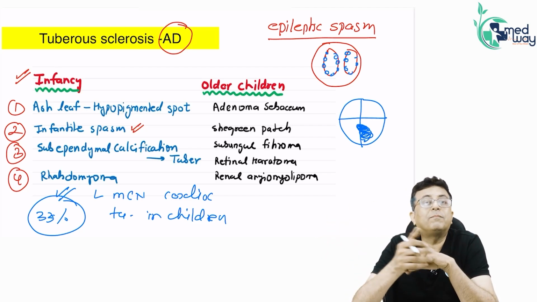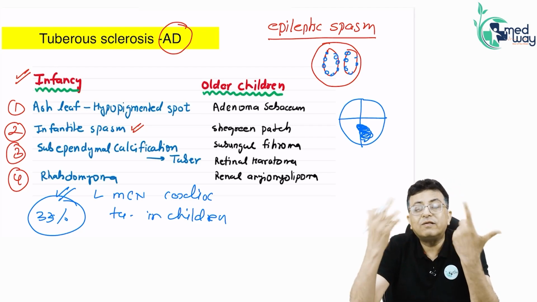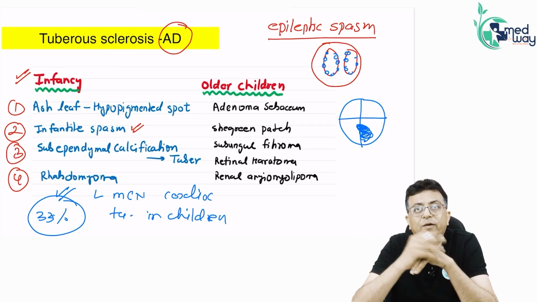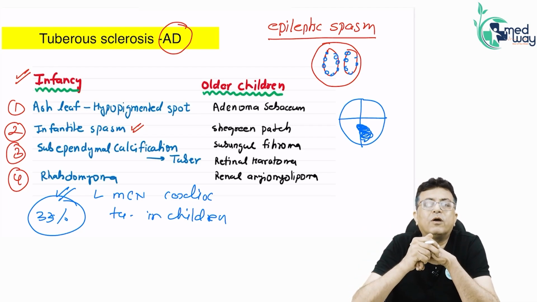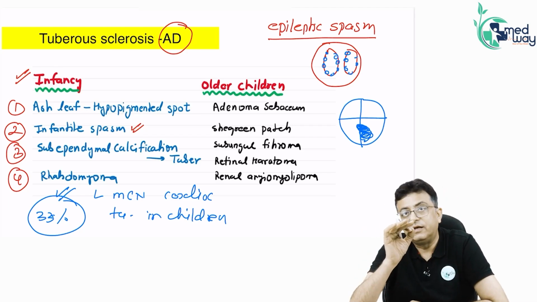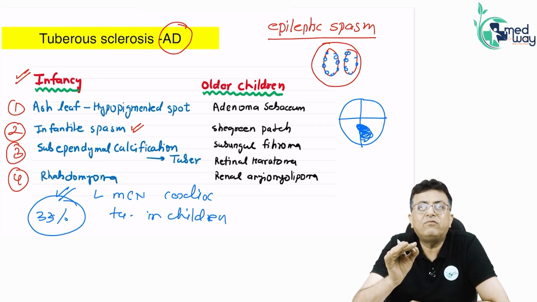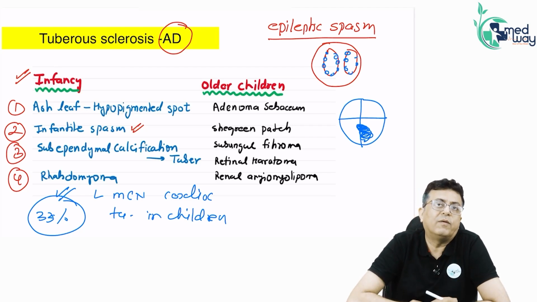If a cardiologist sees a patient with rhabdomyoma, he always sends the patient to a neurologist to evaluate whether it's tuberous sclerosis, because the association of tuberous sclerosis with rhabdomyoma is 33% only. Okay. So, what features are present in infancy? Very simple. Hypopigmented patch, epileptic spasm, subependymal calcification and rhabdomyoma.